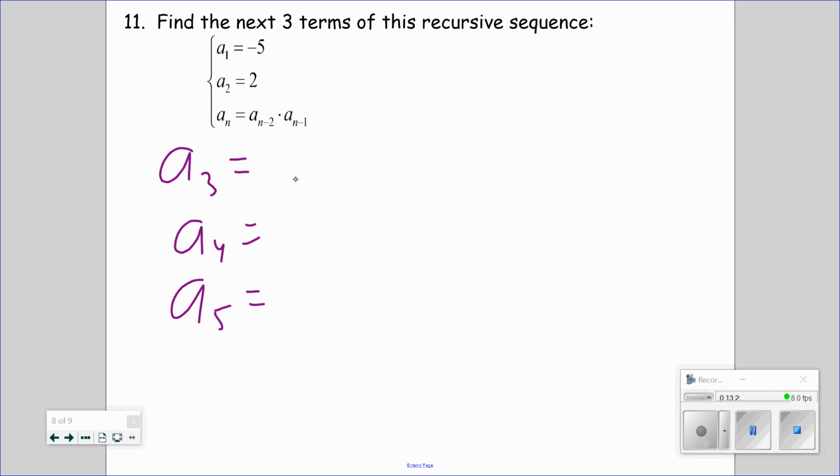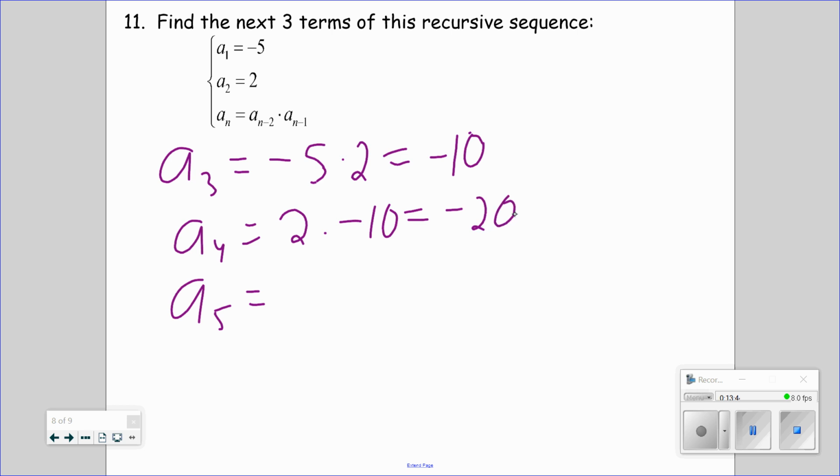2 terms back is negative 5. 1 term back is 2. So my third term would be negative 10. On the fourth term, I would go 2 terms back. So I'd get the 2. Then I multiply it by the previous term, negative 10, to get negative 20. And finally, for the fifth term, you'd go 2 terms back, grab that negative 10, multiply it by the previous term of negative 20, and that gives you positive 200. So those are your next 3.